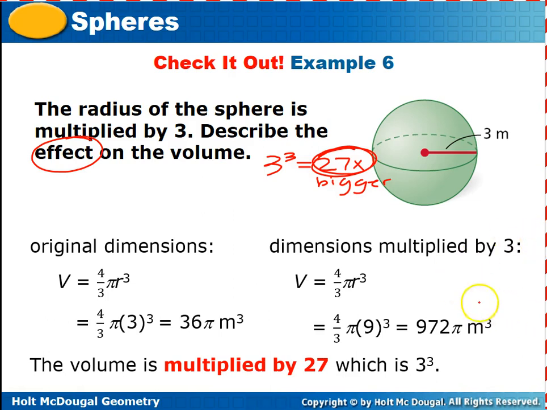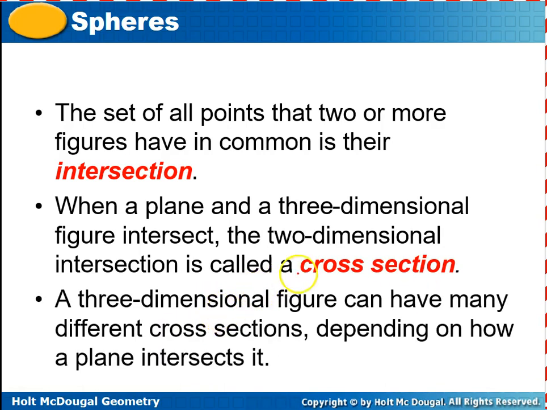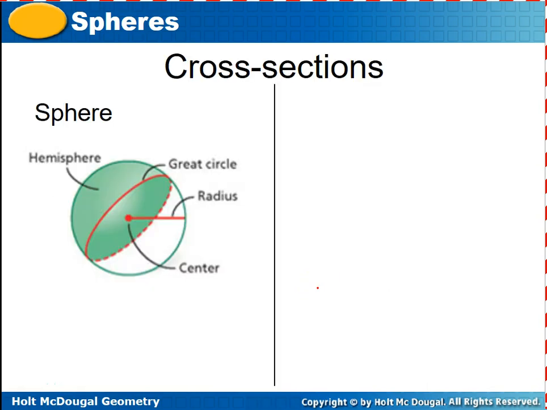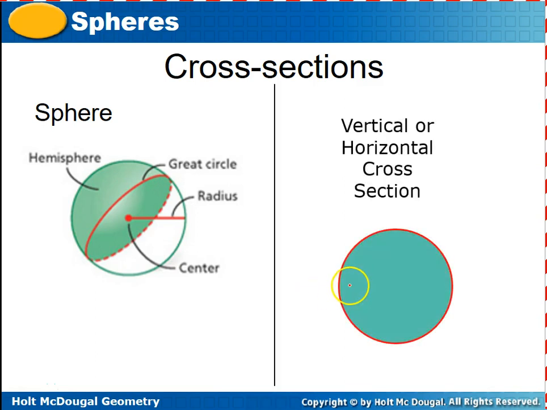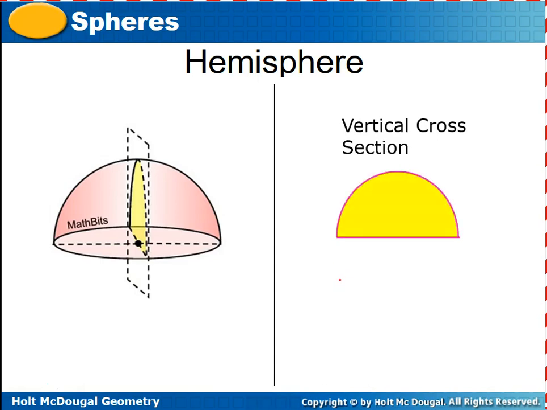All right, so let's look at this next problem. And again, here we're talking about the set of all points in two or more figures that have in common. That's called their intersection. And so in your blanks, you need to fill in cross section. These are your blanks right here. Cross section. That's what we're looking at here. So let's look at this first one. If we cut a ball in half, what is the shape that we're going to see as the cross section? And what you should see is a circle. If we cut a hemisphere in half, then what we're going to see, basically a vertical cross section, we should see a semicircle. So those are our two cross sections.